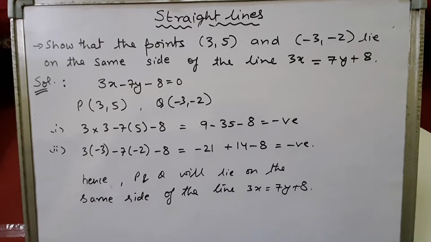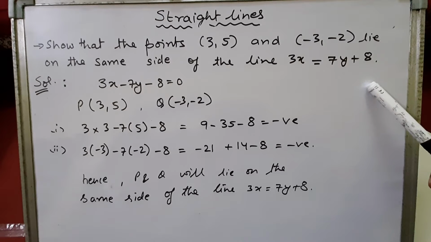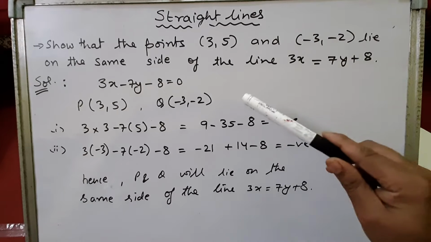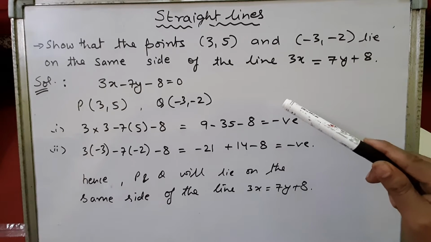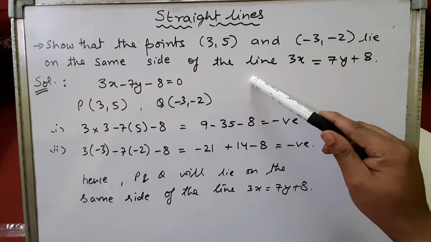Alright, note down please. Let's see this sum, children. Now in this sum it is given: show that the points 3, 5 and minus 3, minus 2 lie on the same side of the line 3x equals 7y plus 8. So we have to show whether they are on the same side or on the opposite side. How do we calculate? We have to substitute the coordinates in the equation of the line. So this is the equation of the line, 3x minus 7y minus 8 equals 0.